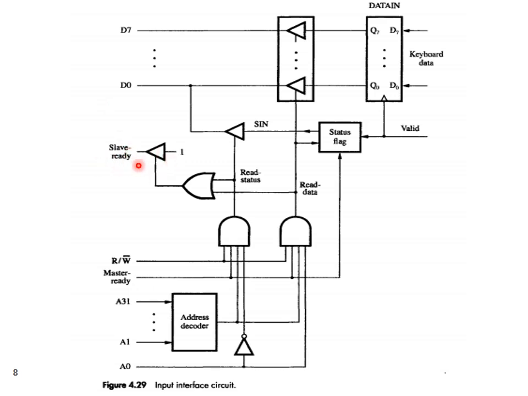Now the only remaining signal is the slave ready signal. The slave ready signal can be made 1 only during 2 possible cases, that is, either when I want to read the status from the input interface or when I want to read the data available in the data in register. In either of these cases, the slave ready signal needs to be 1. That is why here I have an OR gate, and when this OR gate becomes 1, it will activate this 3-state driver, and the value 1 can be set as the slave ready value, and it can be sent as a handshake signal to the processor.